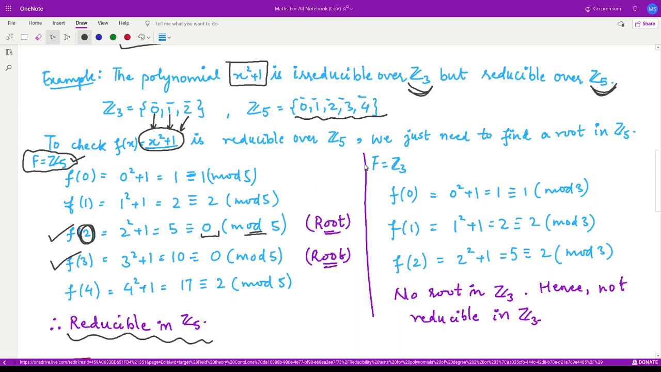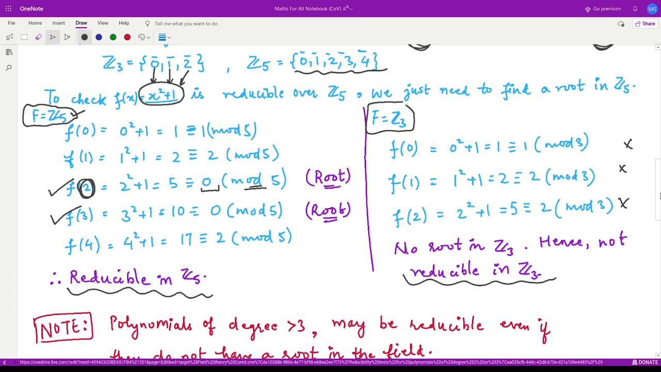But this is not the case when you replace the field by Z3. So let us see. In Z3 we have elements 0, 1 and 2. For 0, your answer is 1, which is 1 mod 3. For 1, your answer is 2, which is 2 mod 3, and for 2, it is 5. When you divide 5 by 3, you get the remainder 2. So that means it is also not a root. So you do not have any root of this polynomial in Z3. That means our polynomial is not reducible in Z3, or in other words, it is irreducible in Z3. So I hope it is clear.